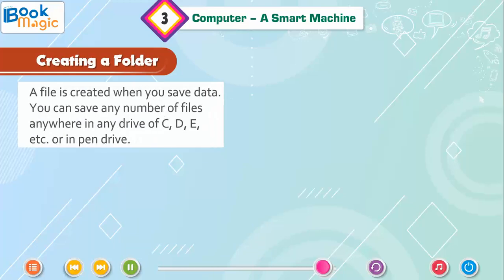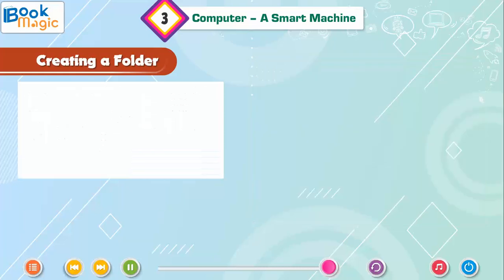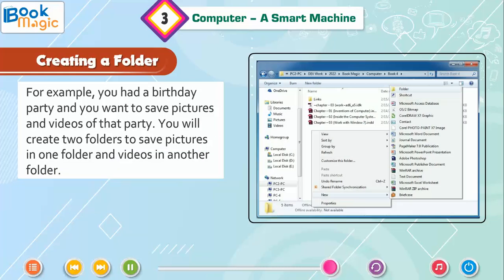Creating a folder. A file is created when you save data. You can save any number of files anywhere in any drive, C, D, E, etc., or in a pen drive. For example, you had a birthday party and you want to save pictures and videos of that party. You will create 2 folders to save pictures in one folder and videos in another folder.